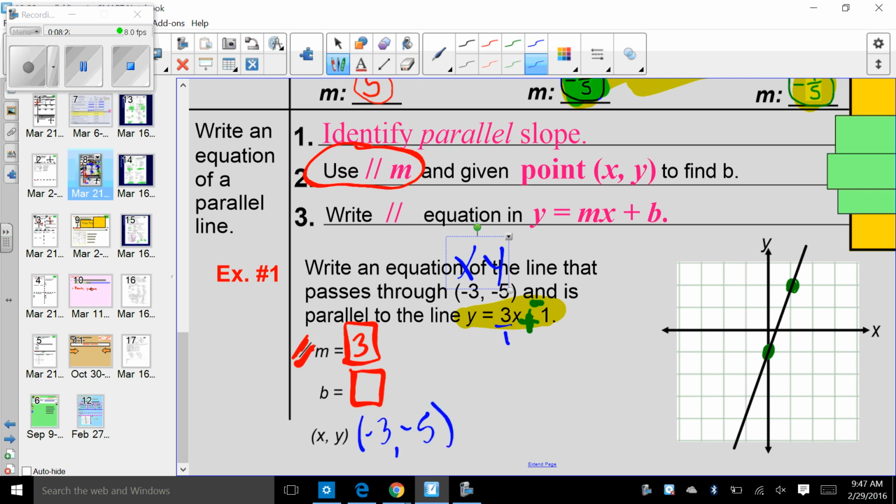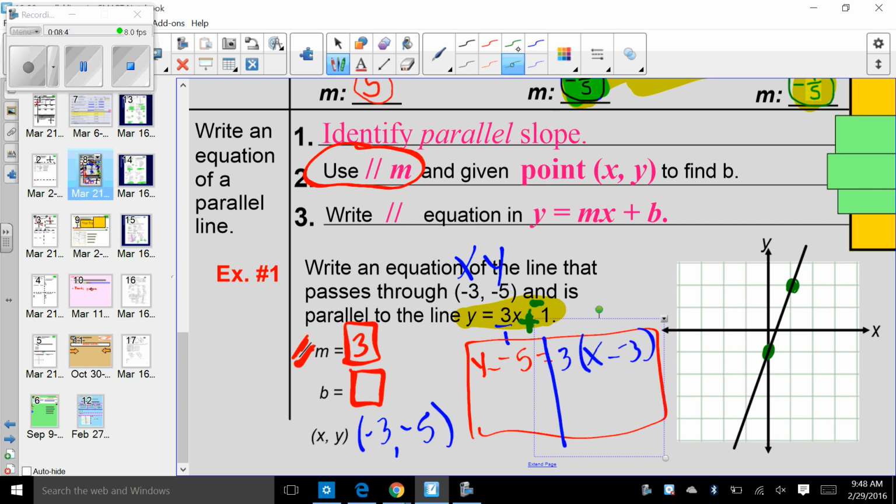So we have a point and we have slope. We can go point slope form on this and solve, or we can go y equals mx plus b. Either way, it doesn't matter, and you can solve this. I'm going to go point slope. So we have y minus negative 5 is equal to my slope, 3, and then I have x minus negative 3.